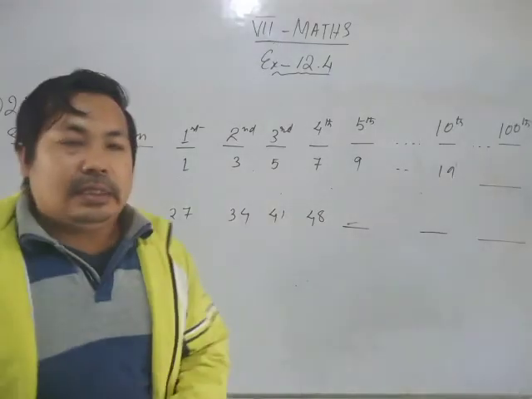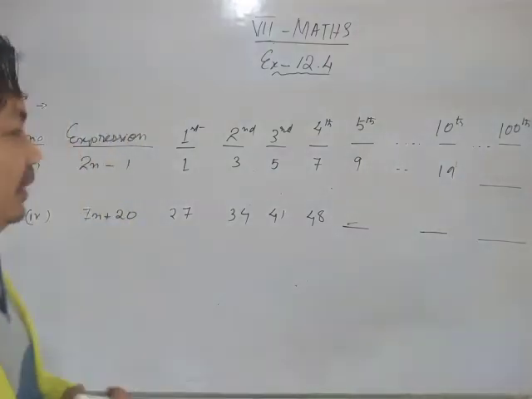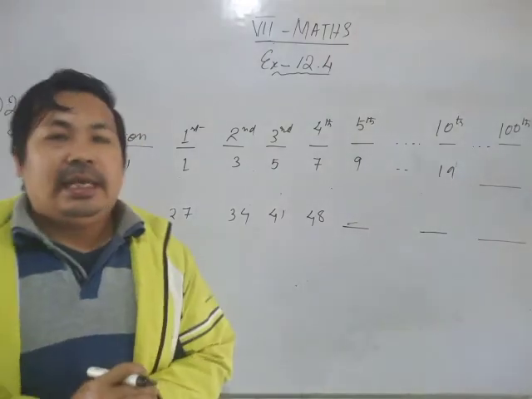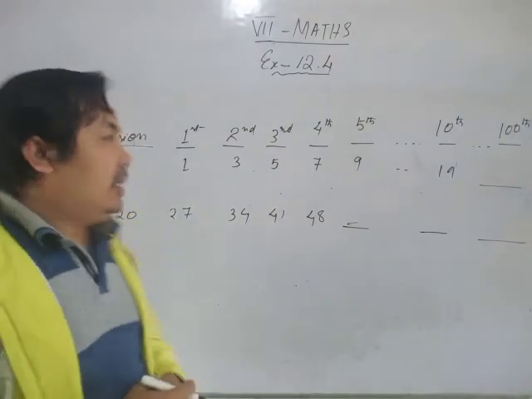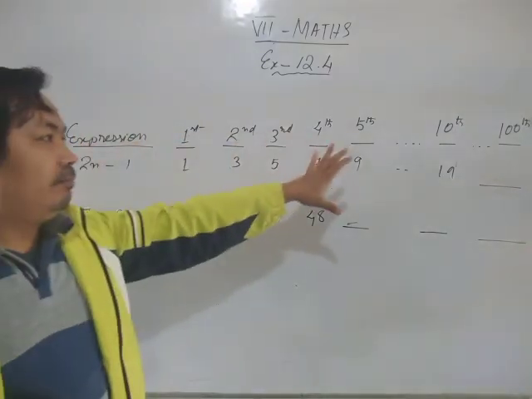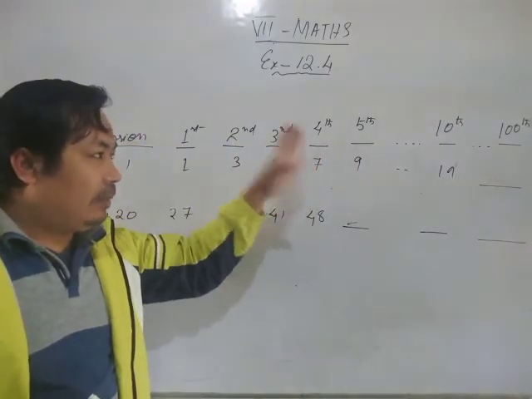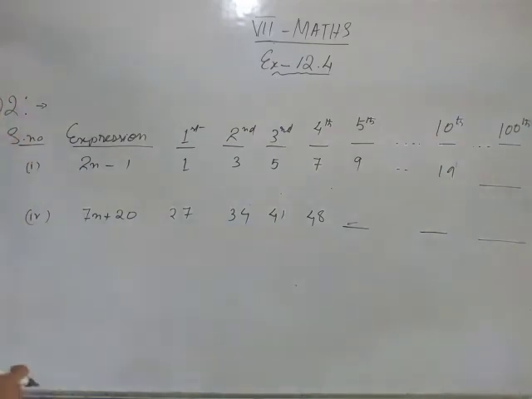Hello my dear student, now we have question number 2, and question number 2 is given in the form of a table. So I just take some formalities of the table. You see here, serial numbers 1, 2, 3, 4, 5, 6 are there. So I'm taking out serial 1 and serial 4.